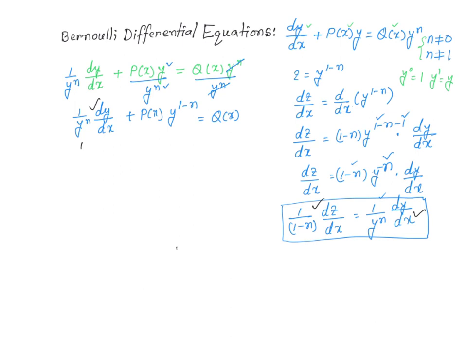So I can replace it by 1 over 1 minus n times dz over dx plus p of x times, now this is my z, right? So then this is going to be just z is equal to q of x. Now please note, this is wonderful. Just by doing a quick substitution, I have converted this nonlinear differential equation into a linear differential equation. Now this is something we can solve. This is something we have dealt with before.